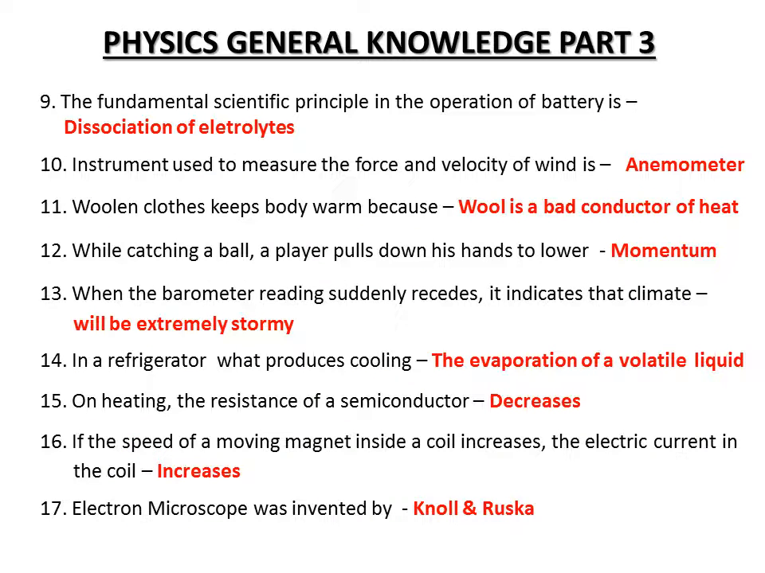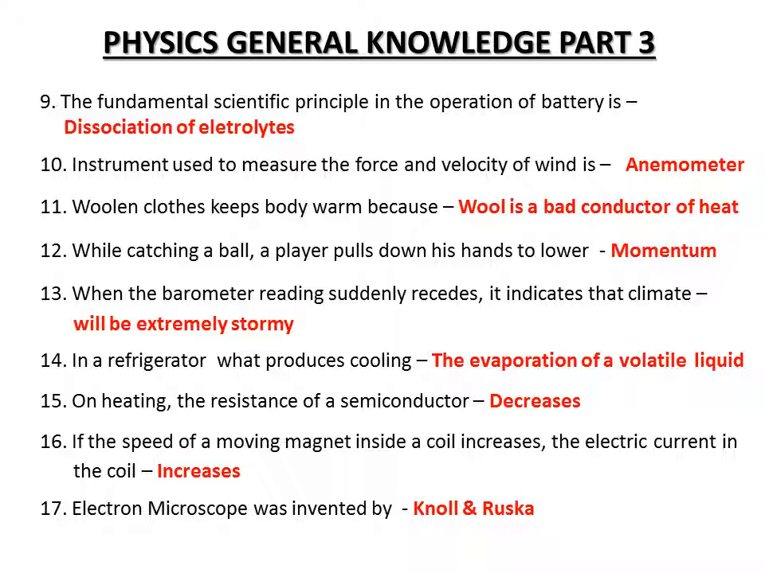The fundamental scientific principle in the operation of battery is dissociation of electrolytes. Instrument used to measure the force and velocity of wind is anemometer. Woolen clothes keeps body warm because wool is a bad conductor of heat. While catching a ball, a player pulls down his hands to lower momentum. When the barometer reading suddenly recedes, it indicates that climate will be extremely stormy.